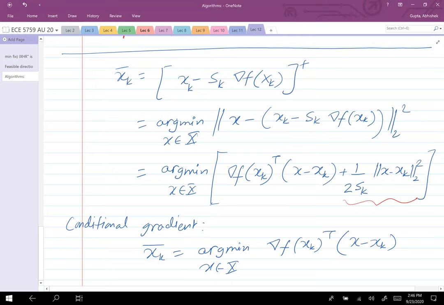So even though you have a projection operation here, once you do some massaging of the projection operation, you will see that essentially you are trying to convexify the objective function by adding a squared norm term to the conditional gradient method. Okay, so that's one of the major differences between the conditional gradient method and the gradient projection method.